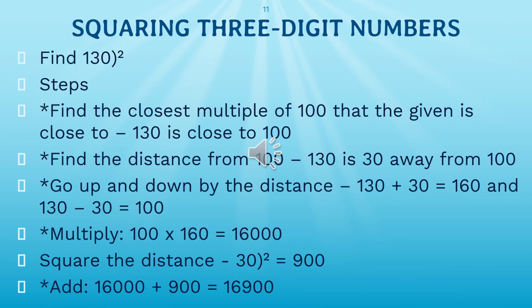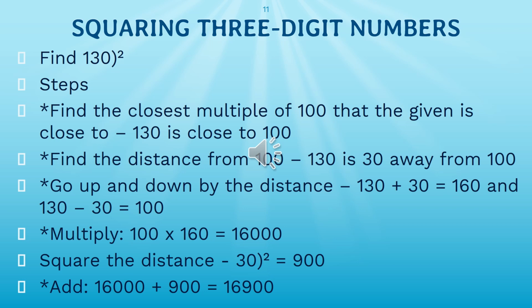Moving on to squaring three-digit numbers, the steps that we used in squaring two-digit numbers can also be applied in squaring three-digit numbers. So we have here 130 squared. First, we need to find the base, or the multiple of 100 that 130 is close to, and apparently it's 100. 130 is very close to 100. Next, we need to check the distance. The distance of 130 to 100 is 30, and so we use the distance to go up and down. We go down to 100 by 30. We should also go up by 30, which brings us to 160, because 130 plus 30 is 160.